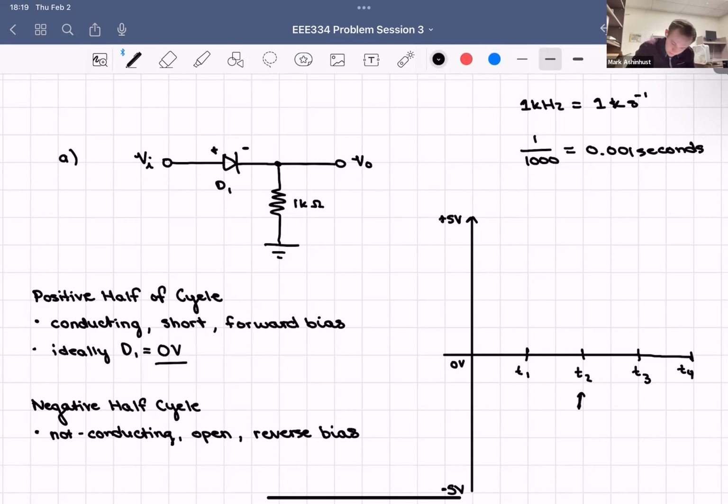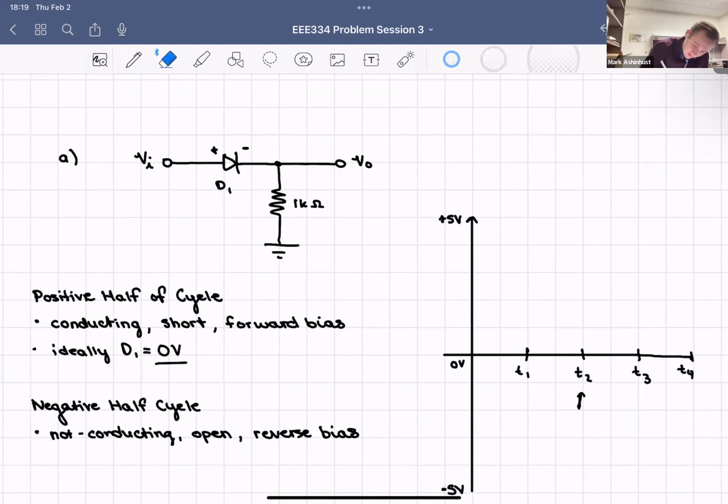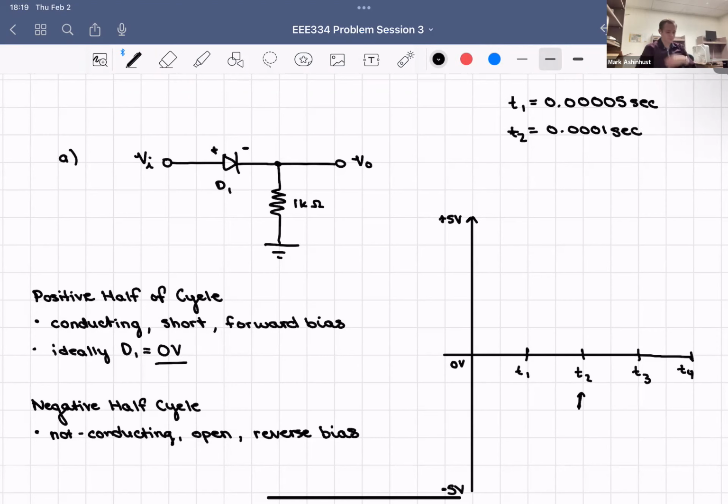So that means T1 is going to be 0.00005 seconds. And then I'll define that here. So we have T1 equals 0.00005 seconds. And then T2 equals 0.0001 seconds. My bad, that's wrong. So 0.0005 seconds and then 0.001 seconds. There we go. Apologize.